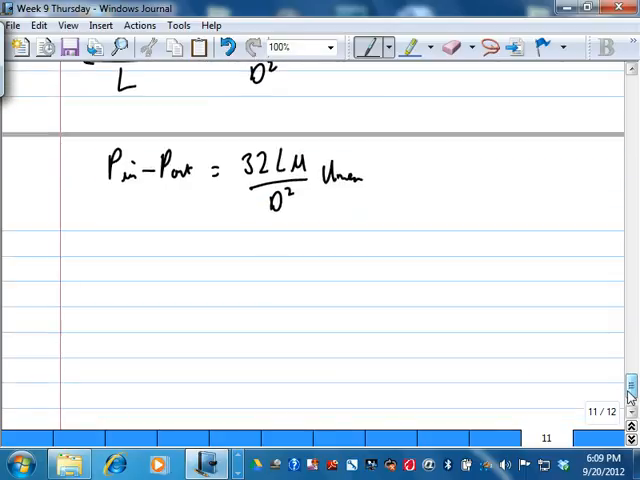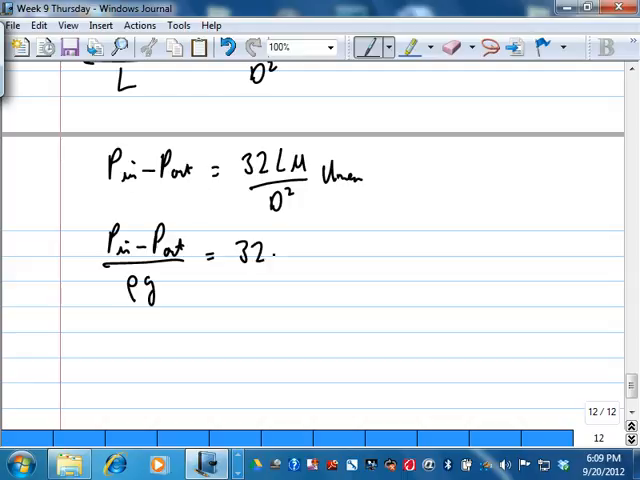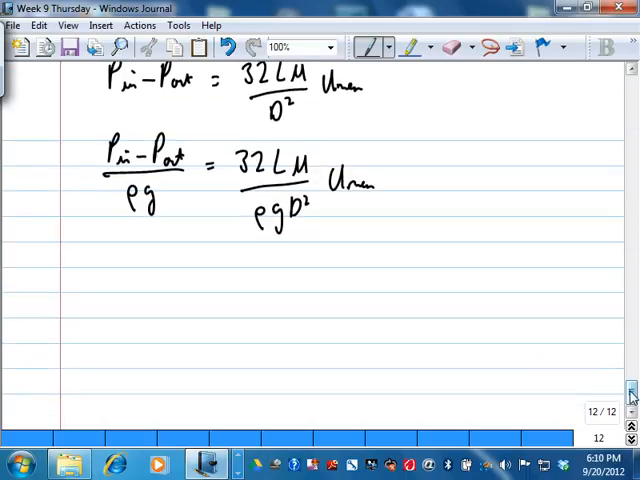So P in minus P out over rho G. Now I have to divide both sides by rho G, right? Equals 32 L mu over rho G D squared U mean. Now I want to group it together nicely. How?